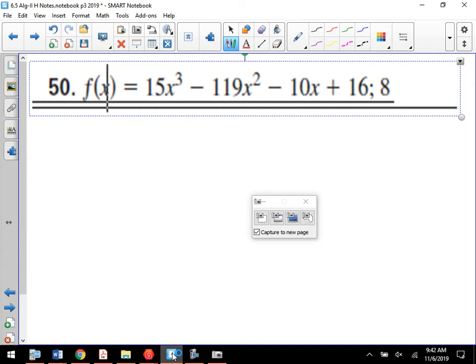Think of this one. What's my first term? Is that positive or negative? Is it cubed? Is it odd or even? So that's all it is. Okay.